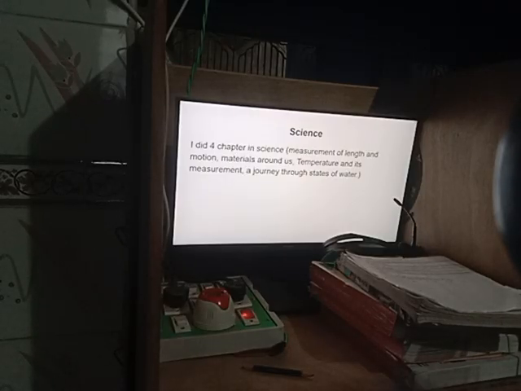Now chapter number 3, temperature and its measurement. Temperature and its measurement. So mainly in this chapter they talk about the thermometer. Only thermometer. Mainly thermometer. There are a few more points about the human body and something like this.